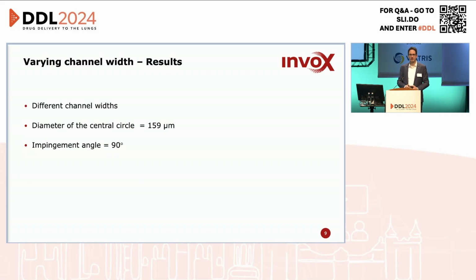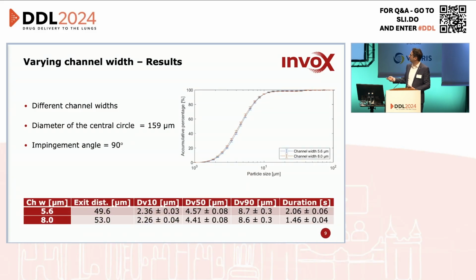Then we played with the channel width. Still, we kept the diameter of the central circle the same. We used the standard impingement angle of 90 degrees. And we had the standard channel of 8 microns wide and a smaller channel of 56 microns.